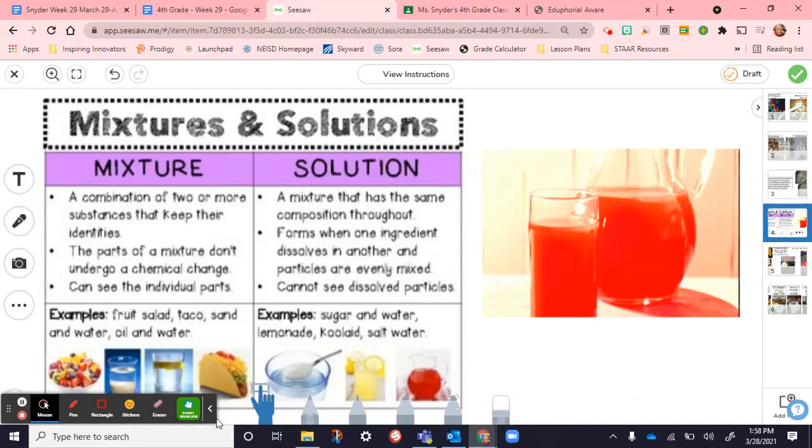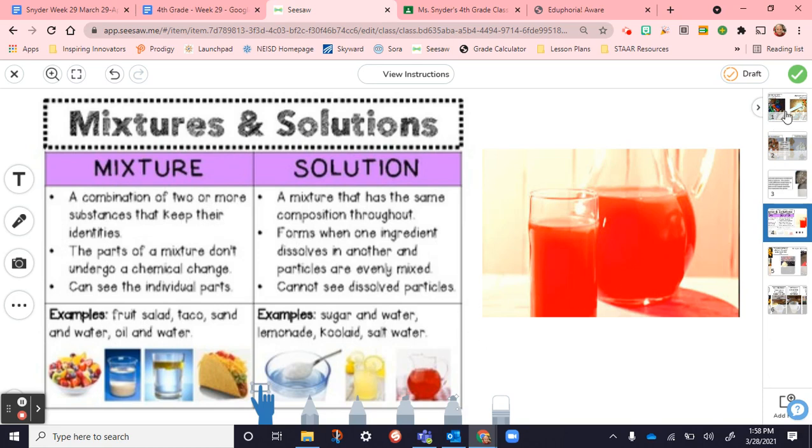Hi, guys. All right, this week in science, we are going to continue our conversation on mixtures and solutions. Just to review from last week, we talked about a mixture, and I'm looking over here on this left hand side. A mixture is a combination of two or more substances that keep their identities.